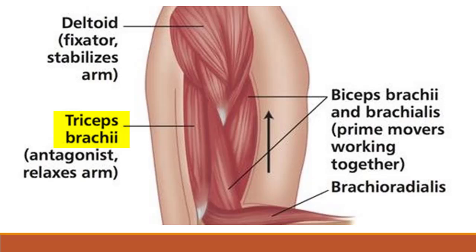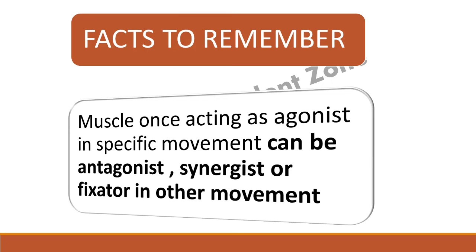When the agonist muscle contracts to perform a movement, its antagonist is going to relax. And this dynamic relationship helps in smooth movement. It also controls the range and the speed of movement and maintains joint stability. In a nutshell, a muscle acting as an agonist in one specific movement can be an antagonist in another. This should be remembered by all of you. It's not necessary that a muscle will always act as an agonist.